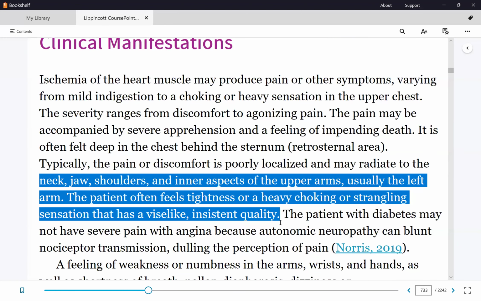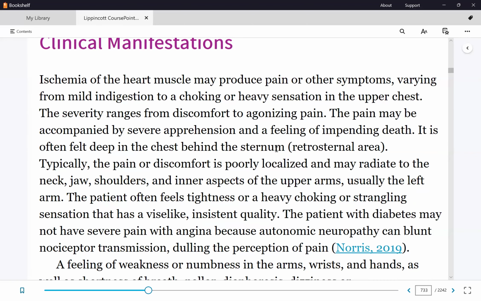In females, that's why mortality is high in females, they do not present with the classic manifestations found in males. So the number one killer in women really is cardiovascular disease, okay, because of this atypical presentation that is seen in women.